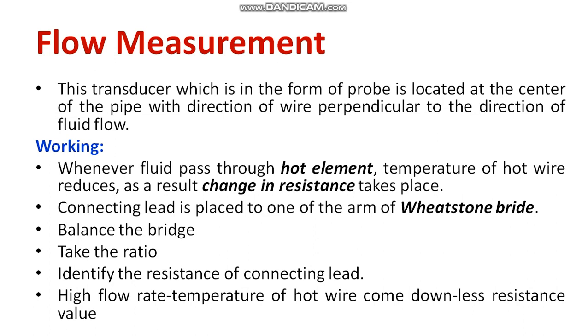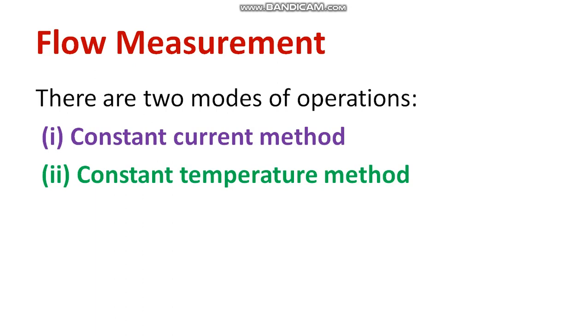As the temperature reduces, the resistance will definitely come down, and then you can calculate the resistance. That means the flow rate depends on the value of the platinum wire resistance. That's the key principle.